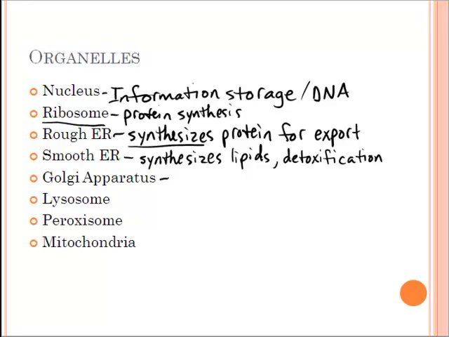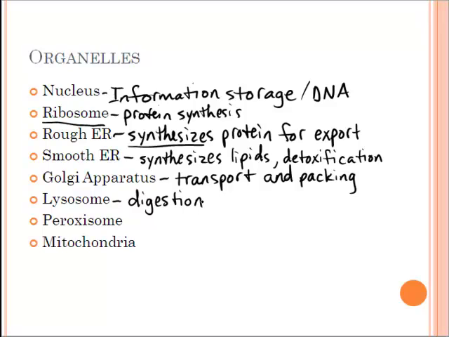Okay, then we also have, sorry, I had to fix that. The smooth ER actually doesn't detoxify alcohol, but drugs and different things like that. Okay, the Golgi apparatus. The Golgi apparatus functions in transport and packaging of proteins that are made in the rough ER. Then we have the lysosome. The lysosome functions in digestion. It breaks down or digests larger molecules within the cell.